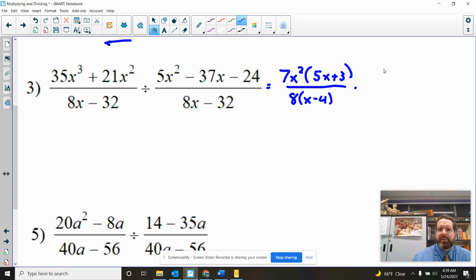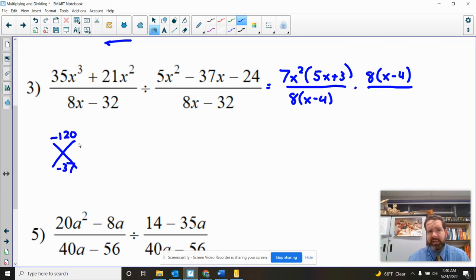Change to multiply and reciprocate. So we're going to have another 8 times the quantity x minus 4 that is moved to the top. And then for here, looking for the two numbers that multiply to 5 times negative 24. So they multiply to negative 120 and add up to negative 37. So that's not super obvious. They multiply to a negative, so one's positive, one's negative. They add up to a negative, so the negative number is bigger. Actually, it's not that tough to figure out. It ends up being negative 40 and a 3.